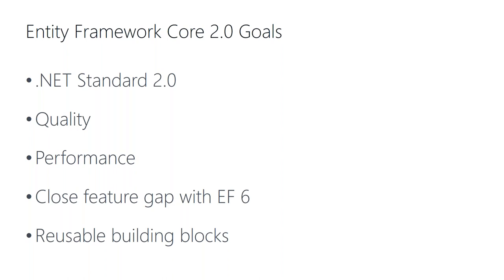1.0 was a good product. It was lacking in certain ways. They just wanted to tighten it up and do a lot of bug fixes that the community found. They also wanted to tighten it up for the performance, and it is really a lot quicker, a lot more efficient. They also wanted to close the feature gap of EF6.